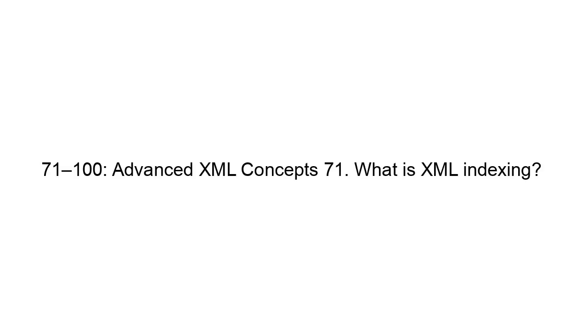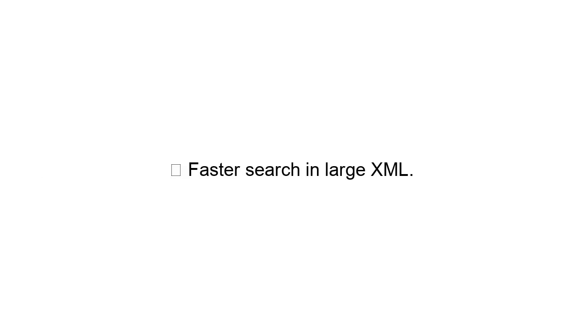71 to 100. Advanced XML concepts. 71. What is XML indexing? Faster search in large XML. 72. What is XML database? Database storing XML data. 73. Example XML DB. BaseX, eXist-db. 74. What is XML binding? Mapping XML to objects. 75. What is JAXB? Java XML binding framework.